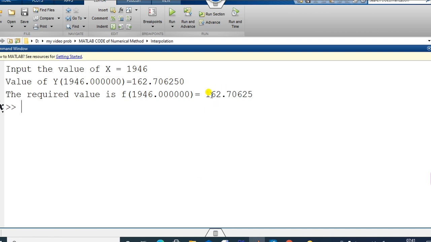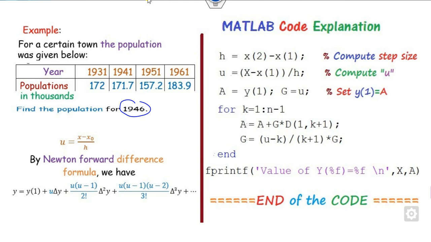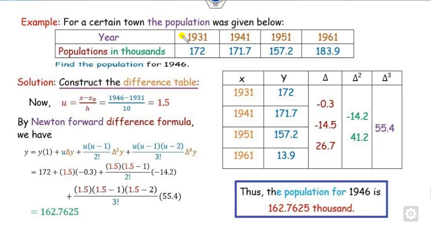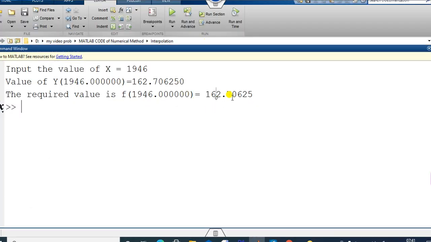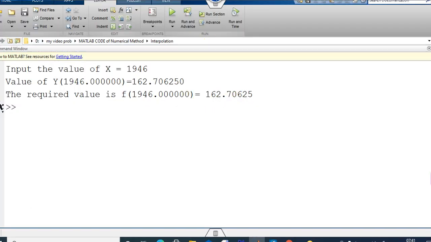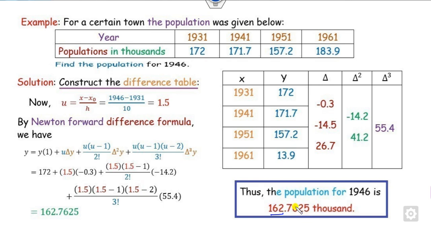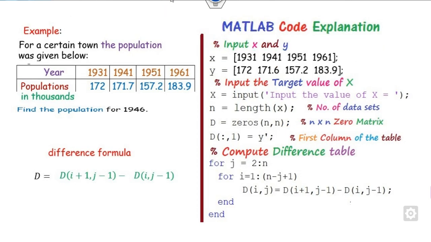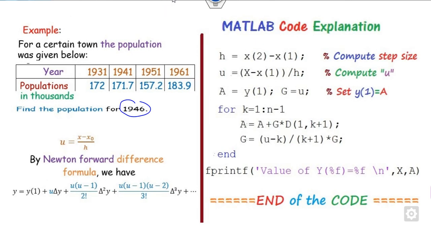You can see the value is 162.70625. So let me check whether this is the right answer or not. 162.70625. You can see that it matches. So this means this is the way you can construct the generalized MATLAB code of Newton forward formula.